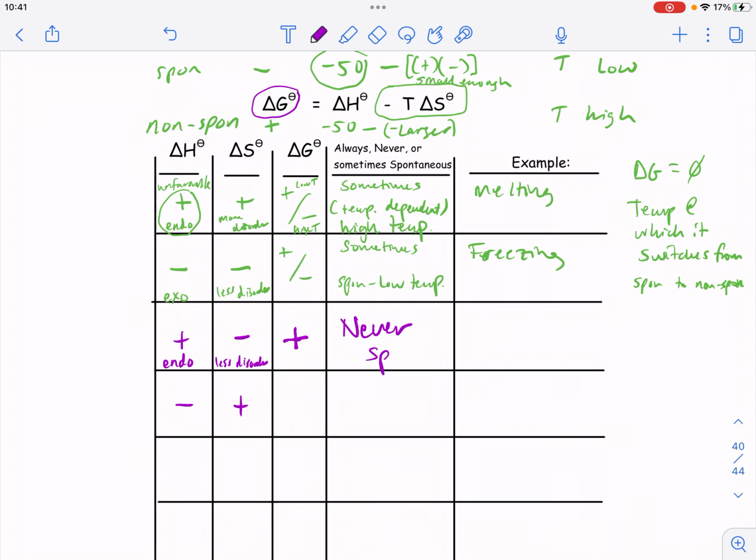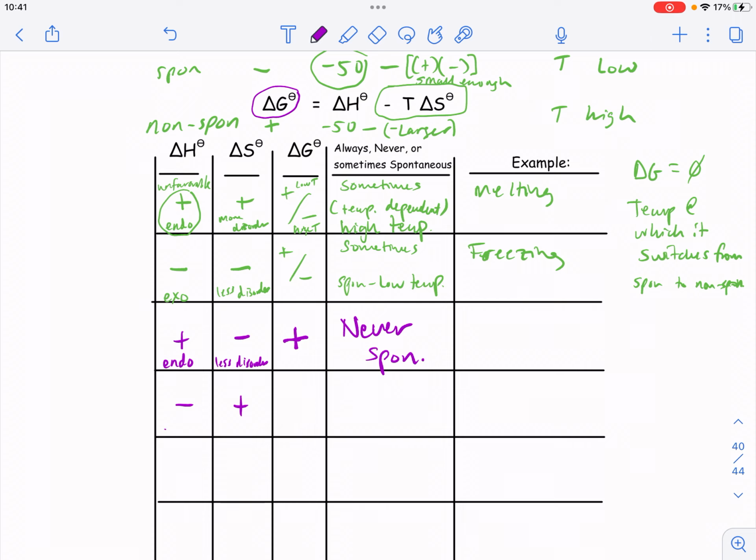Okay, so this is an example. If you have an endothermic reaction that also creates more order, then it will never be a spontaneous process. It doesn't mean that you can't make it happen with enough energy input, but it will never self-sustain, and it will never make a more stable scenario.